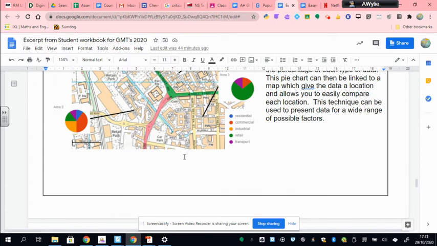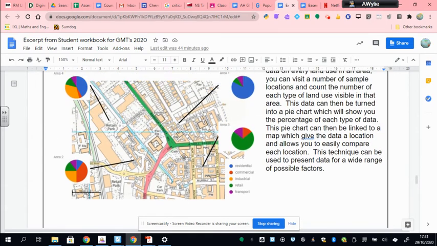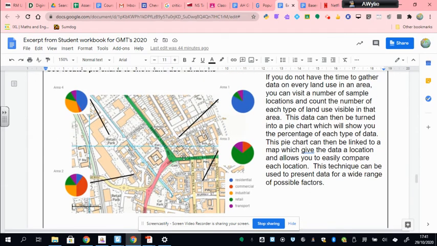Okay, so what we've done today is explore a range of different techniques that you can use to present land use data, along with the strengths of those different techniques. So those would be the reasons to use the technique.